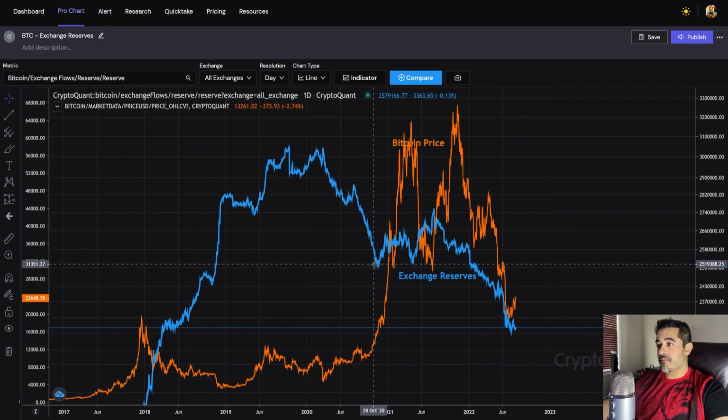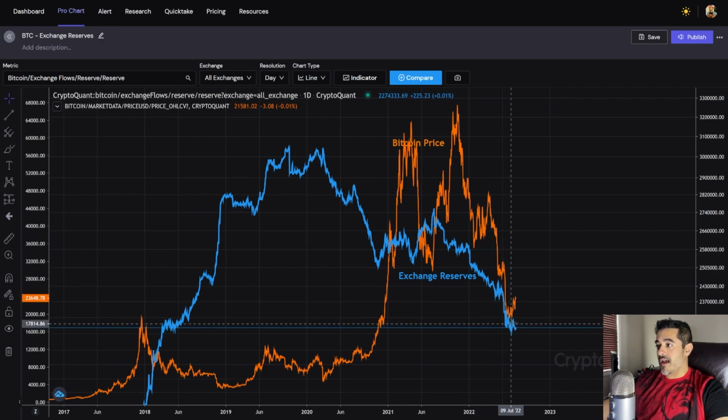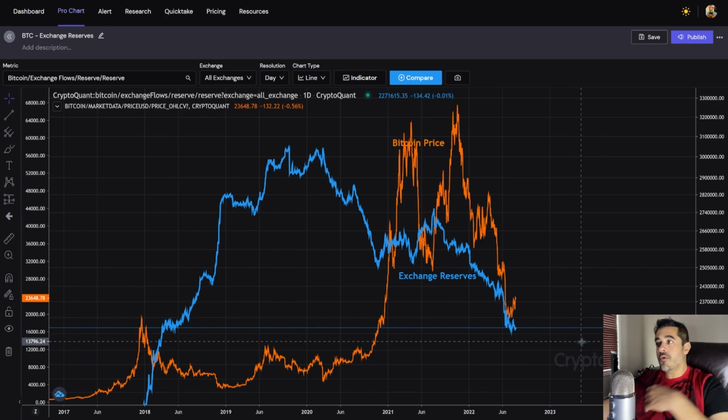We did have a move here where the amount on exchanges went up. That's when Bitcoin started to peak out at around 60K the first time. This time, even though we peaked out at like 67K, you're still seeing that the price dropped significantly with the exchange reserves. You didn't see exchange reserves go up much yet.